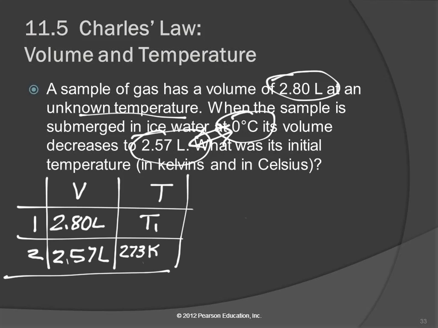So now I've organized the numbers that I was given. Now I need an equation. I need V1 over T1 equals V2 over T2. I need to solve this equation for T1. This equation has fractions in it, and the thing I'm looking for is in the denominator. Bad things are going to happen. People lose their minds when they do problems like this.